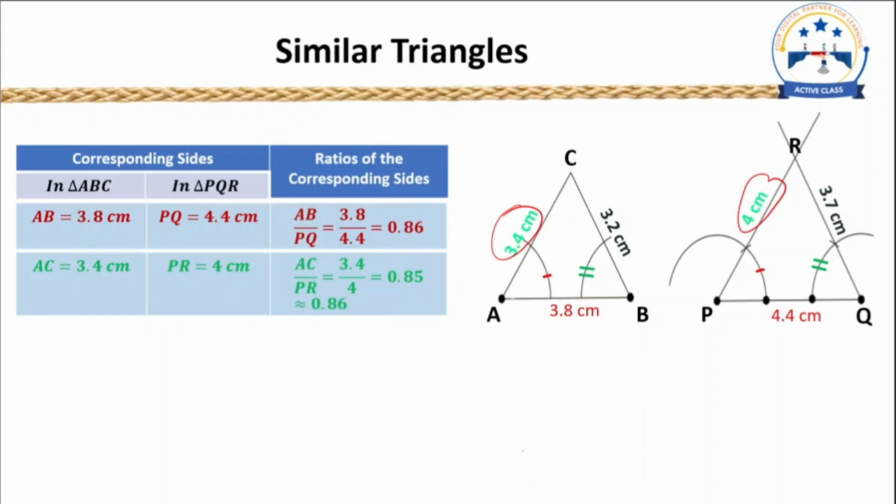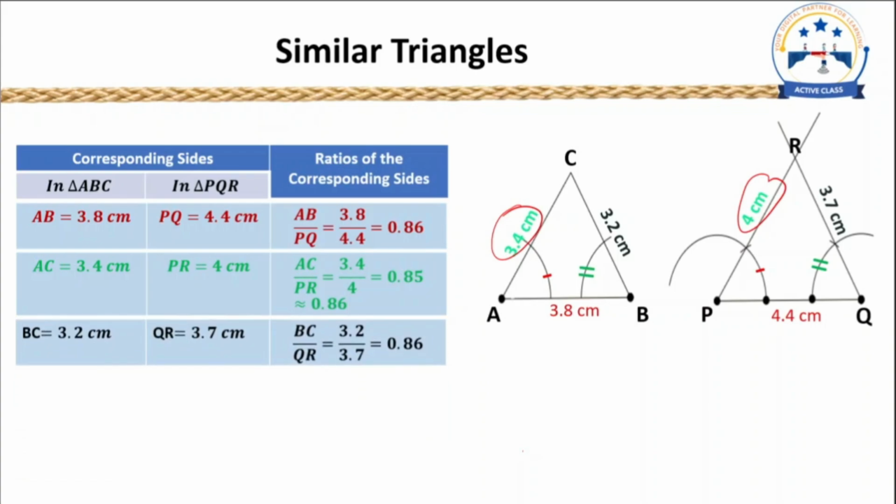If I calculate the ratio of third pair of corresponding sides, do I still get the same? Yes, because BC is 3.2, QR is 3.7. If I calculate the ratio, I'll get 0.86. See, I calculate the ratios of all three pair of corresponding sides and I got the same value.